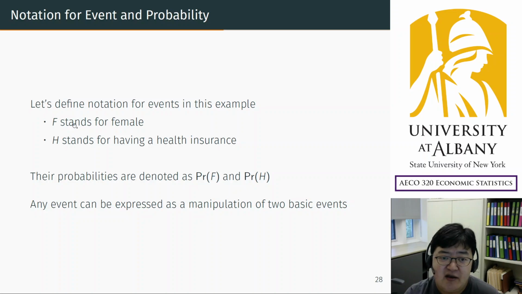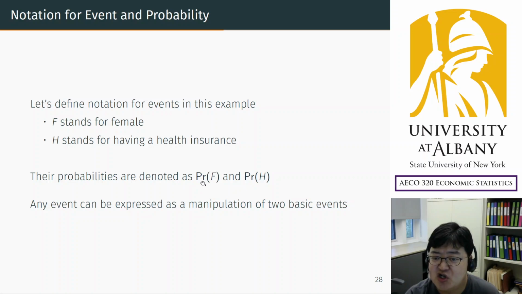So let's define F to stand for female and H for health insurance. So F and H are the information you have, the events you are interested in. And we are going to denote the probability of those events as PR of F.